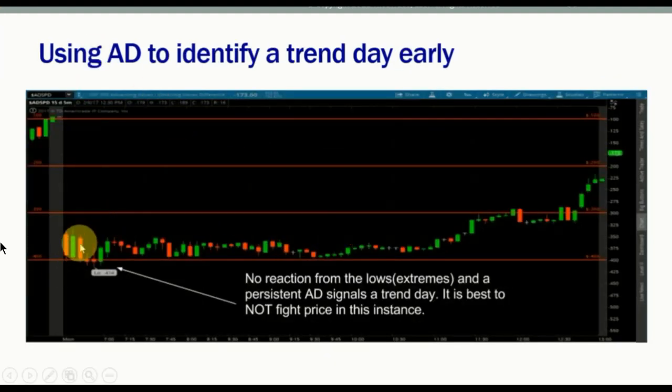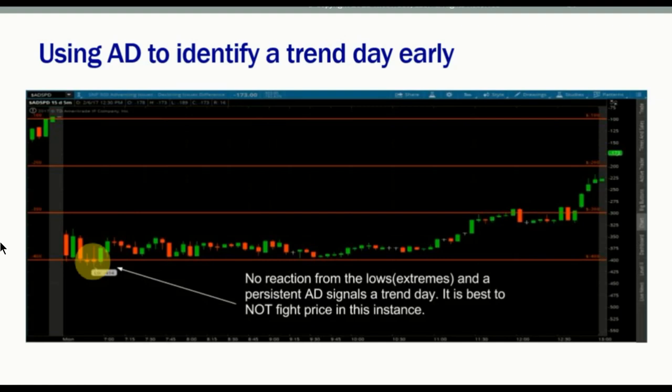Here's a situation, sorry for the fuzziness. We haven't seen many of these. I had to go find this. Here's a situation where a weak AD gets us long, right? We're going to buy that weakness. I'm going to do that 99% of the time.